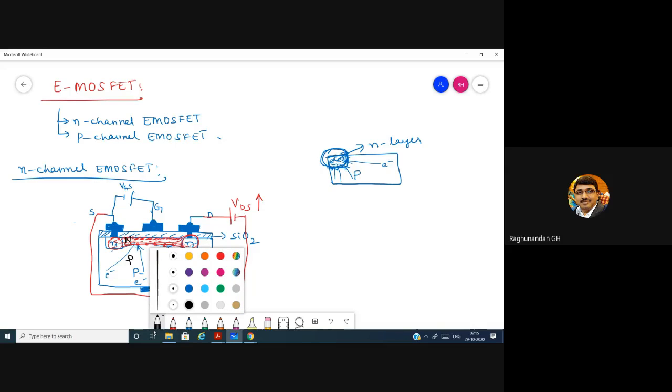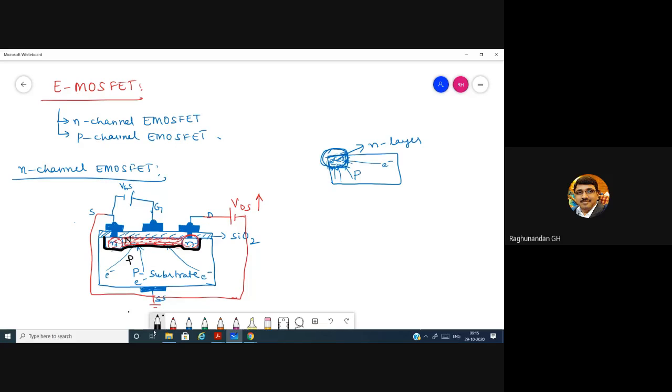What will be there between P and N layer? Depletion region, sir. So a layer of depletion region will be created here, like this. Okay, this is how we are going to create a channel and we are going to conduct.